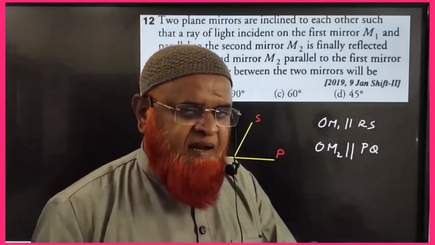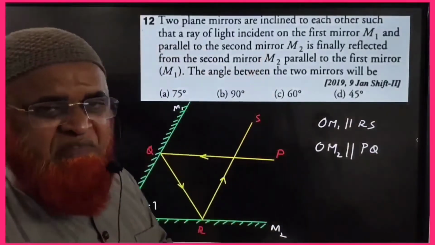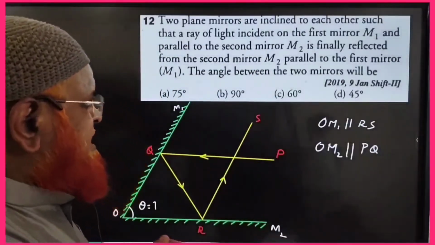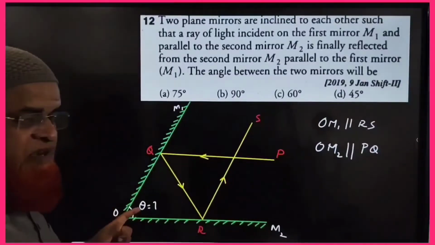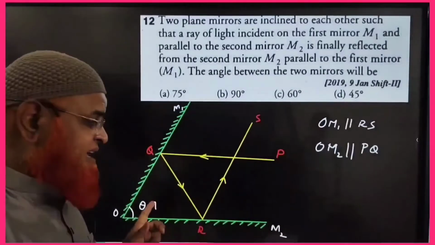My dear students, let us discuss this problem which is given in the previous year questions. He is giving the two mirrors M1 and M2, and the angle between them is theta, and we have to find out that angle theta.